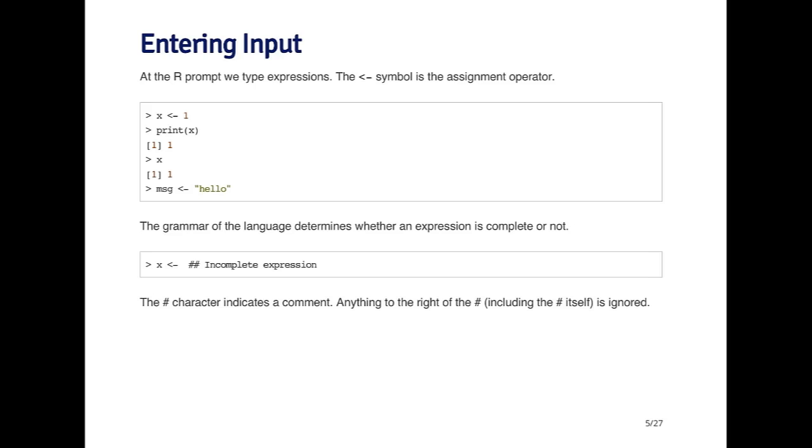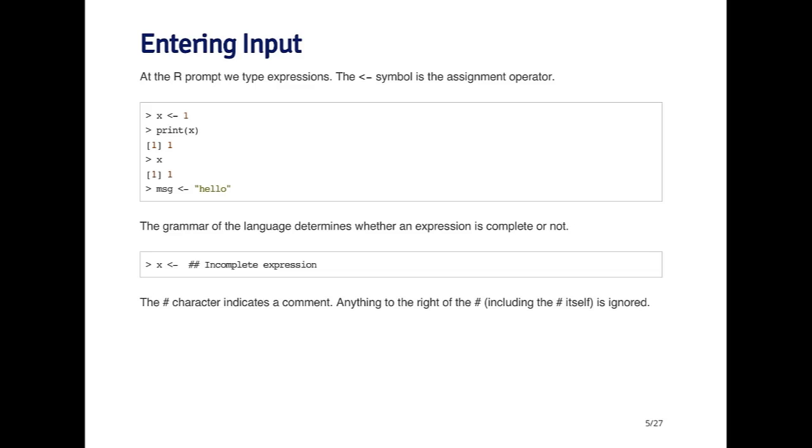In this expression over here, I'm creating a new symbol called msg, and I'm assigning it the string value hello. Now this is a character vector, and the first element of this character vector is the string hello. I could add other elements to this vector if I wanted to, but they would all have to be character.